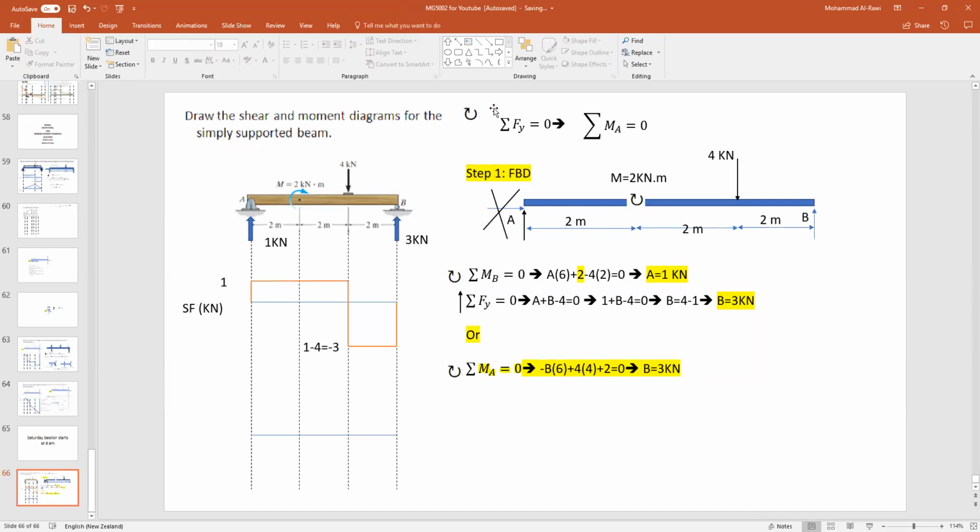Let's see one of the chats. Must we always assume the moment at point B to be clockwise? No, it's not necessary. I'm assuming it, to be honest with you, because I find it very difficult to draw this arrow, and I'm copying it from other documents. So that's why I'm using it.